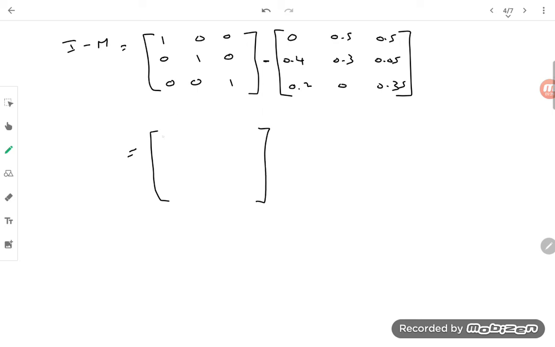So it will be 1, negative 0.5, negative 0.5, negative 0.4, 0.7, negative 0.05, negative 0.2, 0, 0.65. So this is I minus M that will be used in order to find the value of x.